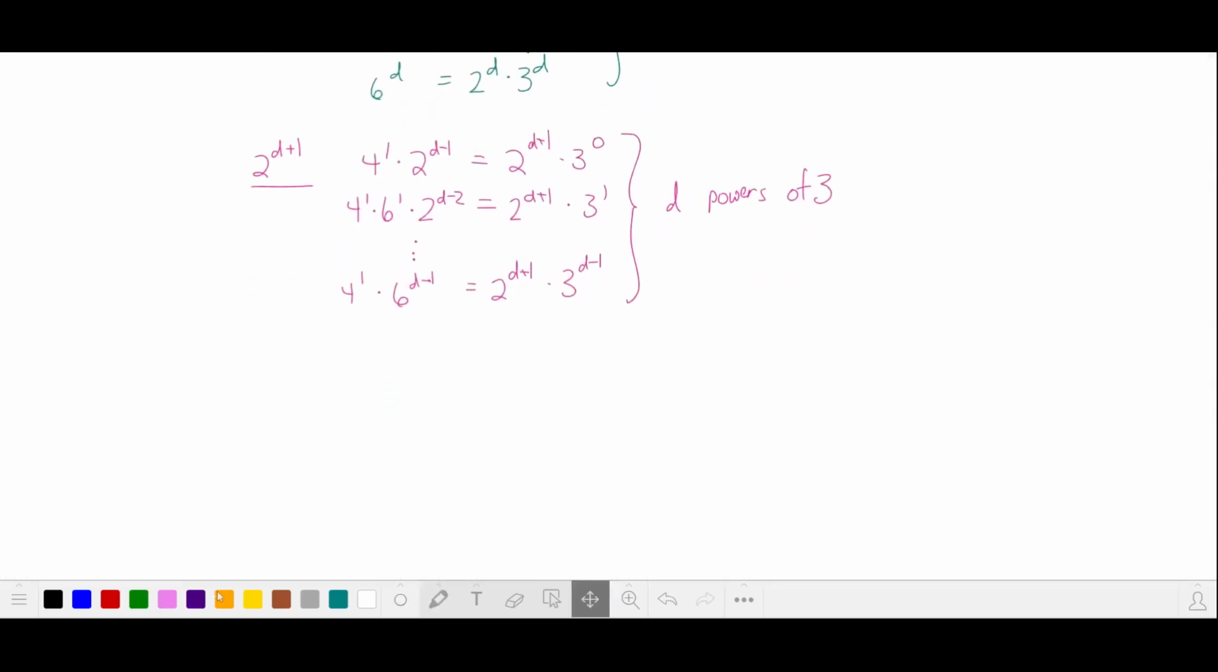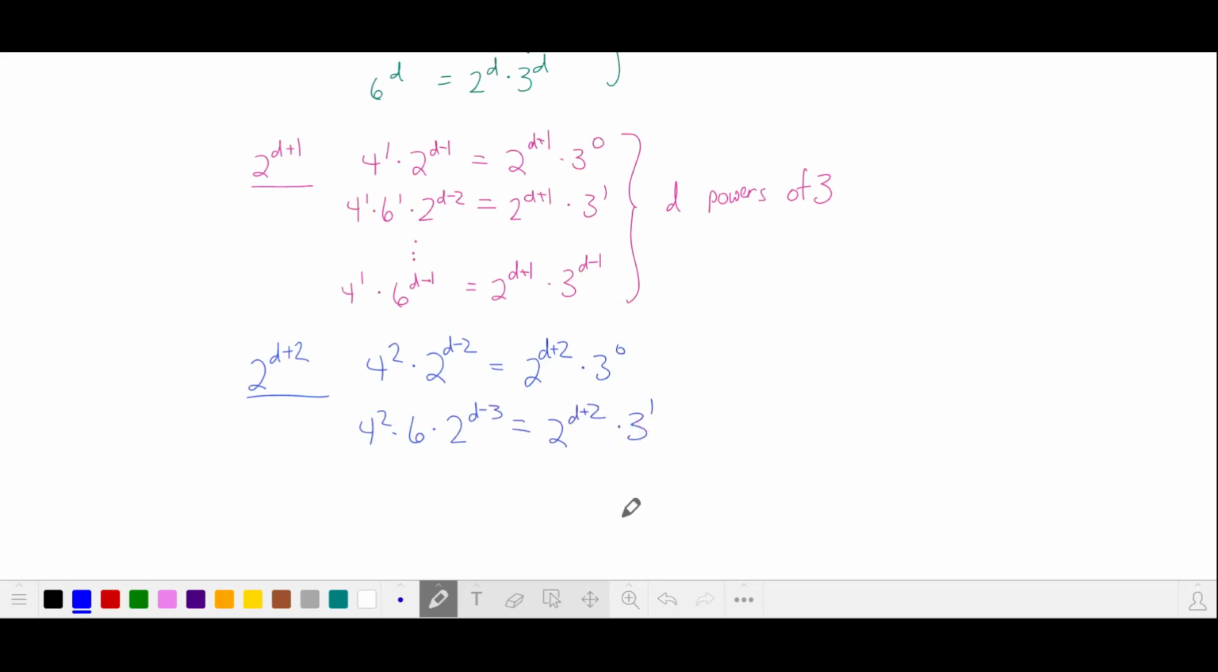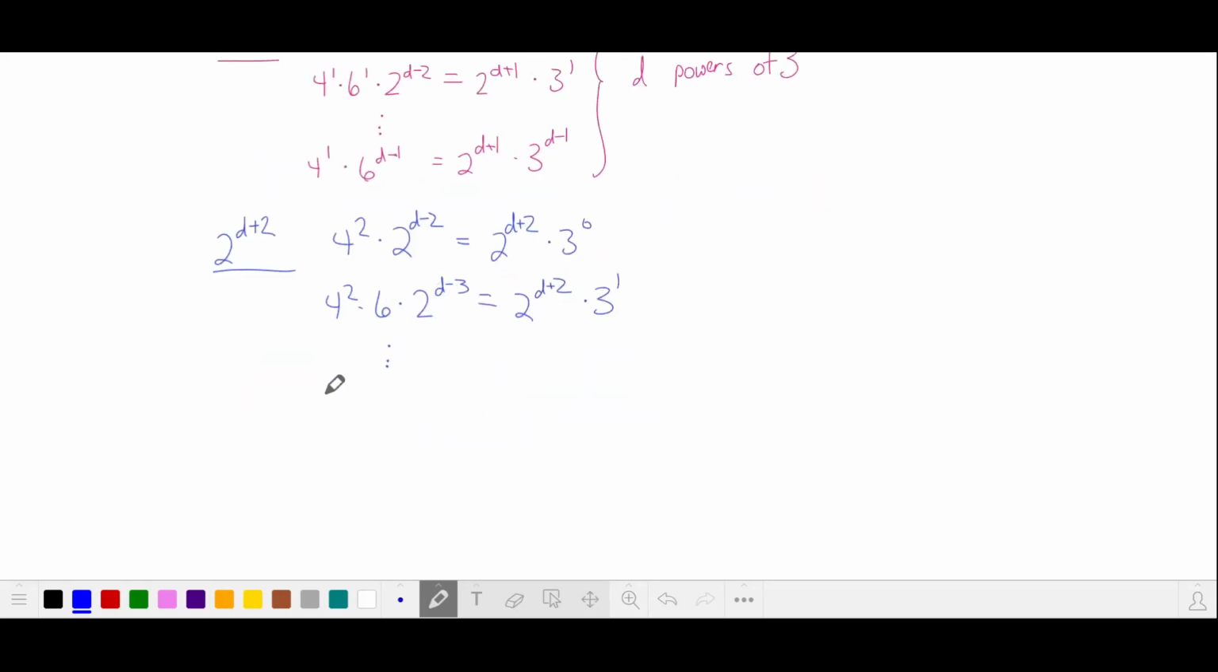Let's check the next power of 2, 2 to the power of d plus 2. We can take a couple of 4s, and the rest of them are 2s. This gives us the power of 2 for this case, and no 3s. If we replace one of our 2s with a 6, we get the same number of 2s and one more 3. Continuing on, replacing our 2s with 6s, we get the number of 2s that we need, and 3 to the d minus 1. So now, we have d minus 1 powers of 3.